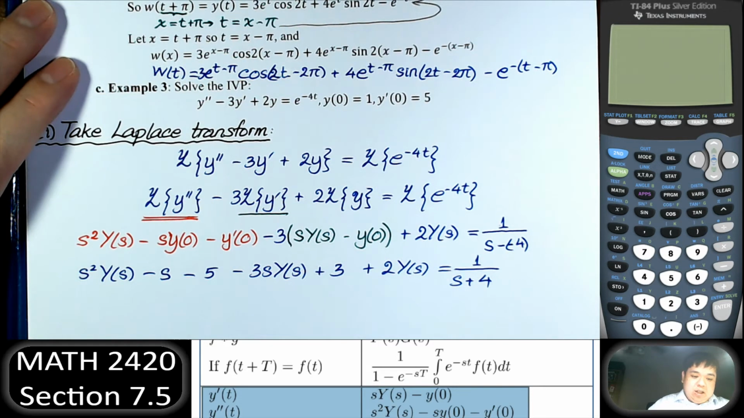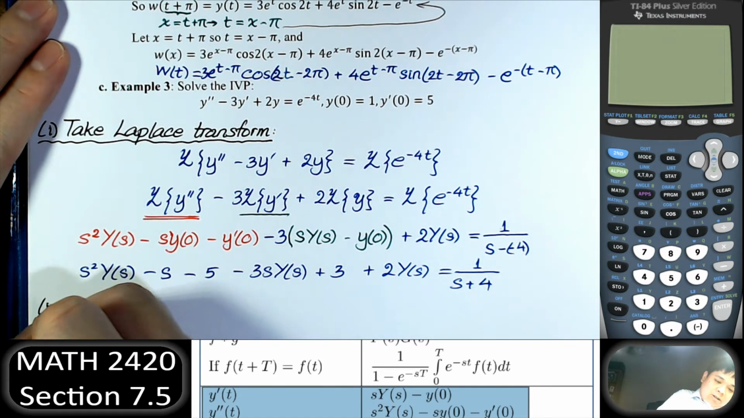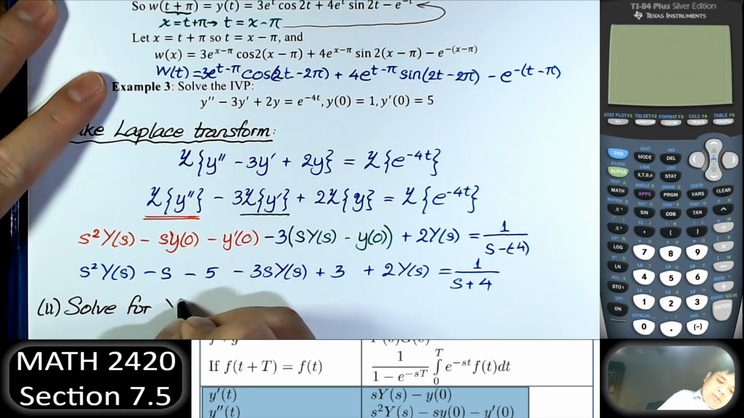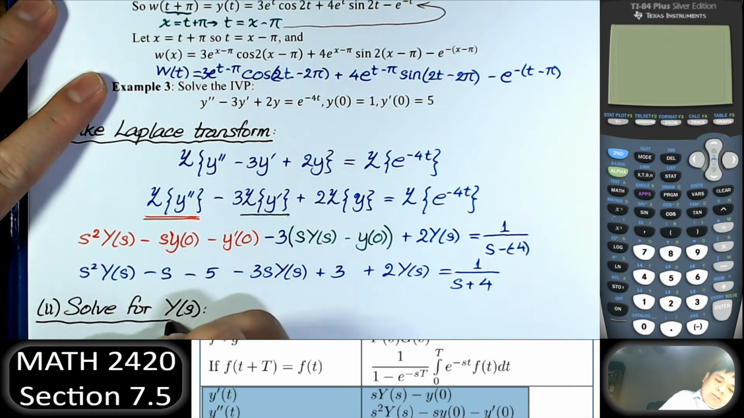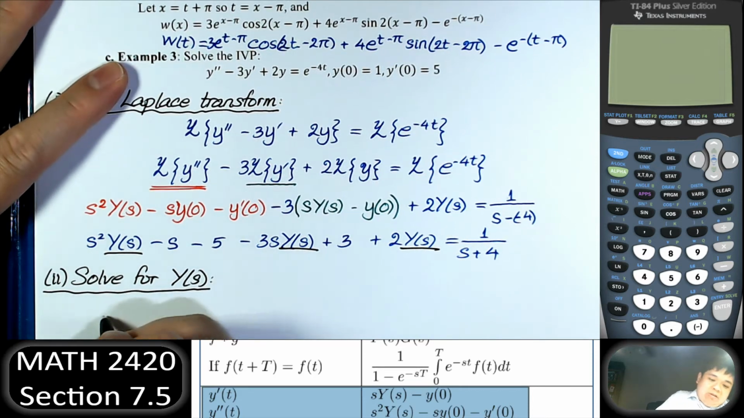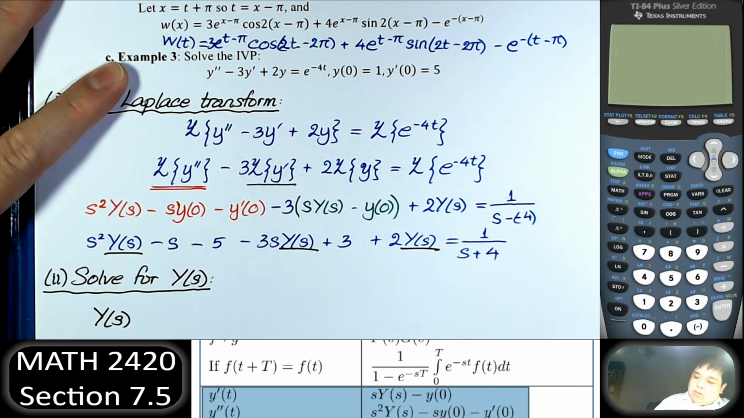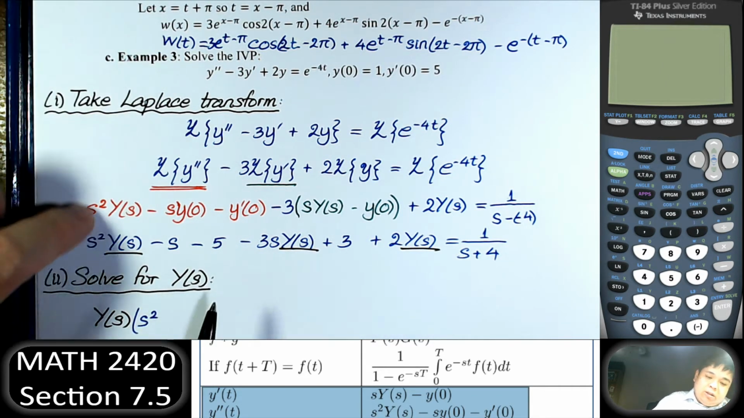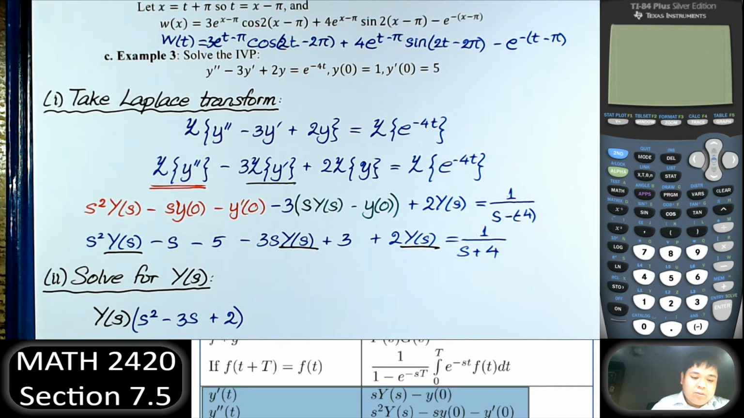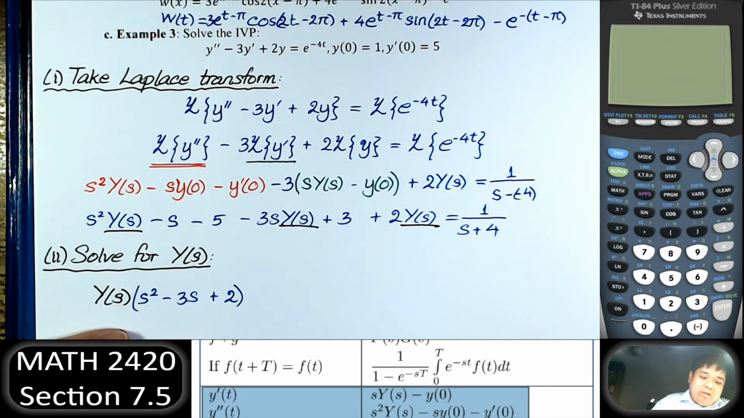The second step is to solve for y sub s. Let's factor it out. So we factor y sub s, and we have s squared minus 3s plus 2. And then we solve for y sub s.